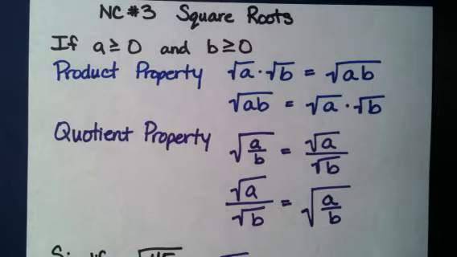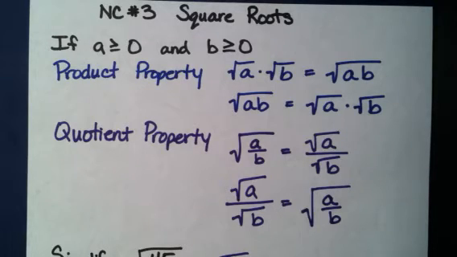The quotient property showed us if we have a fraction underneath a radical, we can make it into two radicals, as long as the numerator has a radical that has the same number that was in the numerator of your fraction, and the denominator has a radical that has the same number for the radicand as the denominator of your fraction.